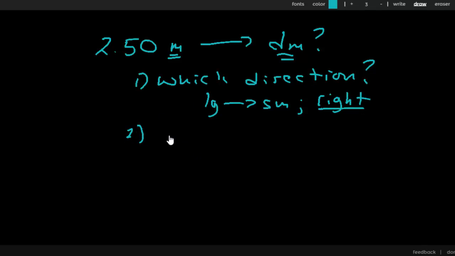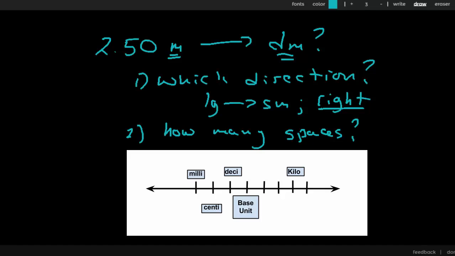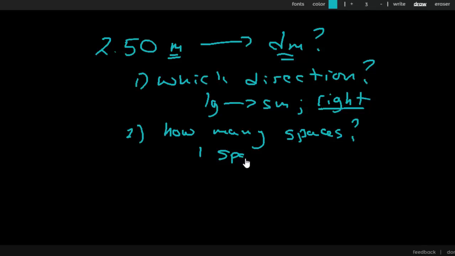The second question that I have to ask myself is how many spaces? So in order to do this, until you're used to it, use your number line. If you look at the number line, we'll see that deci is one space away from the base unit, meters. So that means I'm going to move the decimal point one space.